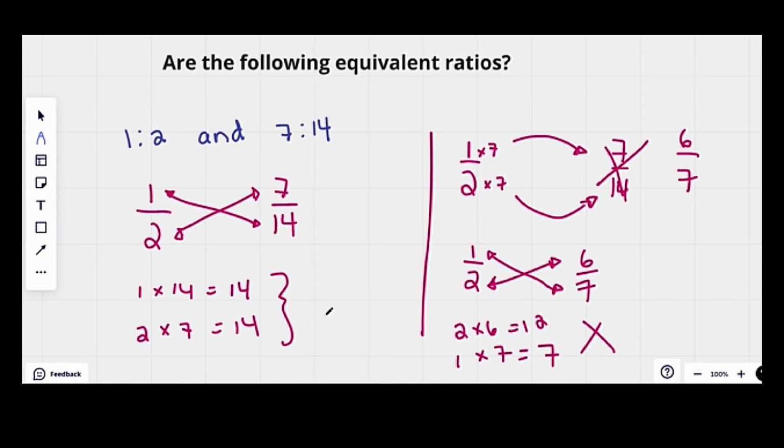We put them into a fraction. The easiest way is to do the cross multiplication. We should get the exact same answer for both of them. Or the other way that we can do it is put each fraction side by side and determine if there's a number that we can multiply the bottom and the top by that will give us whatever the other fraction is.